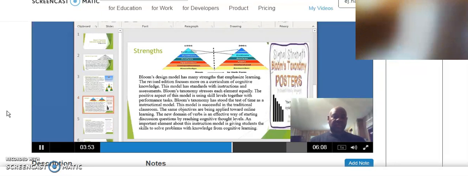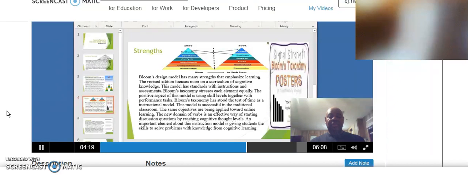Strength. Bloom's design model has strength that emphasizes learning. The revised edition focuses more on a curriculum of cognitive knowledge. This model has standards with instructions and assessments. Bloom's taxonomy stresses each element equally. The positive aspect of this model is using skill levels together with performing tasks.